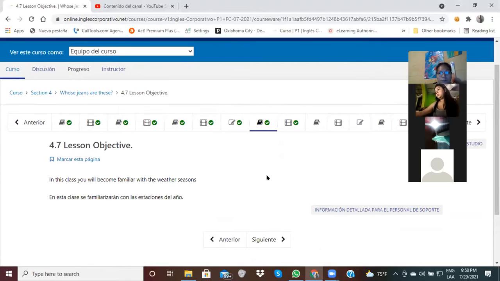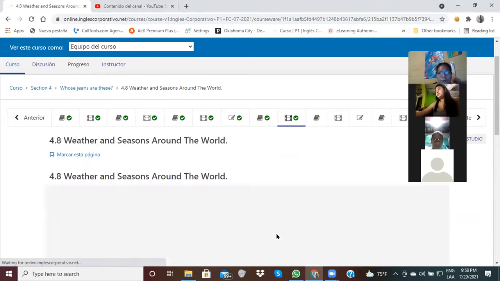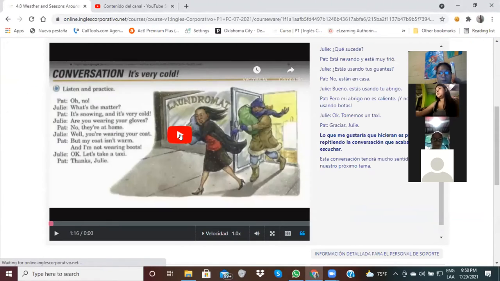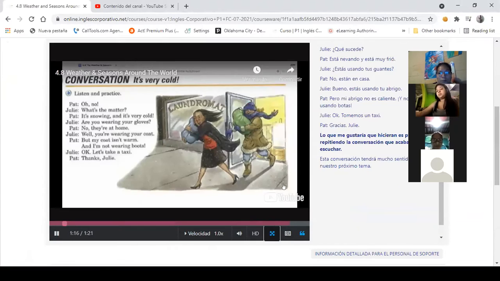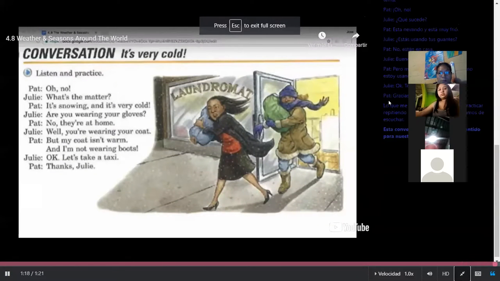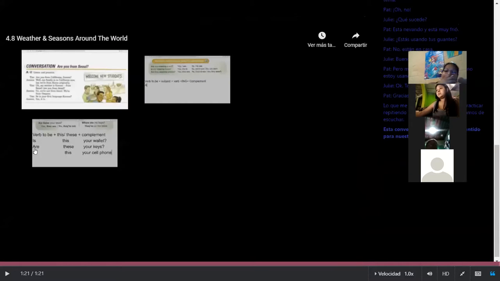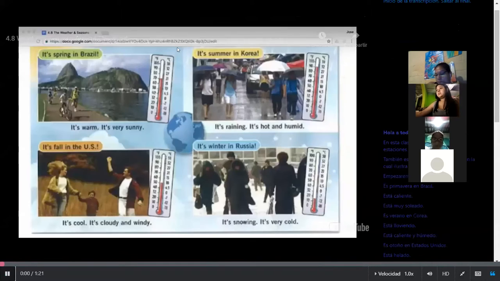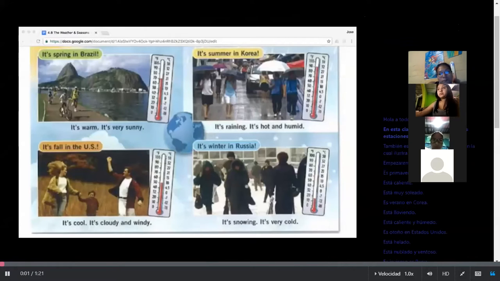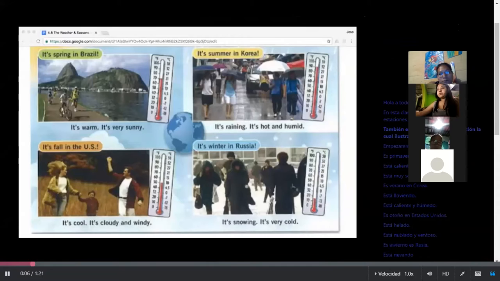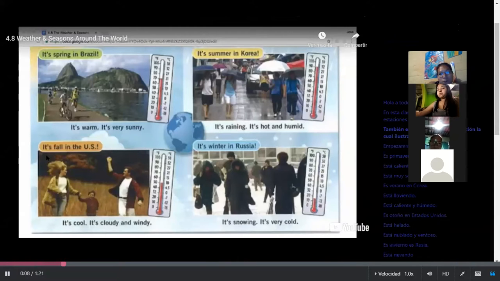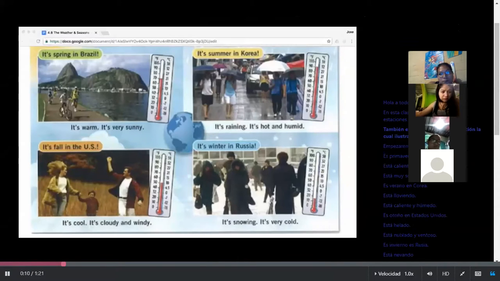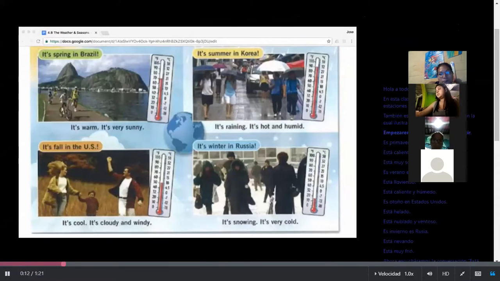Now let's look at the last activity, weather and seasons. Listen, please. For our next topic. Hi, everyone. In this class, you'll become familiar with the weather seasons, and you'll also listen to a conversation which illustrates how this topic is used. Let's start by listening and repeating.